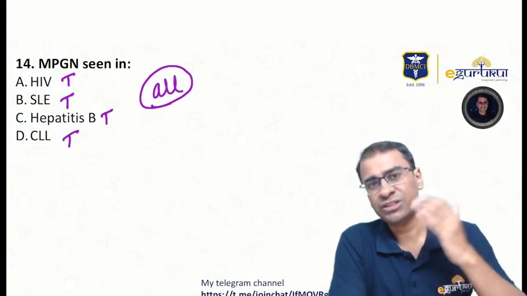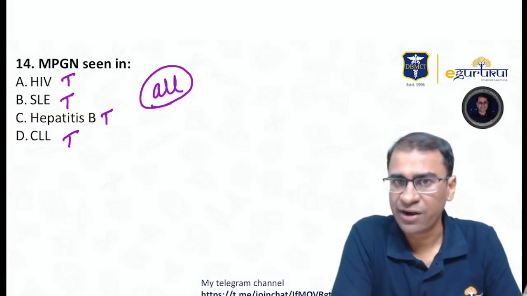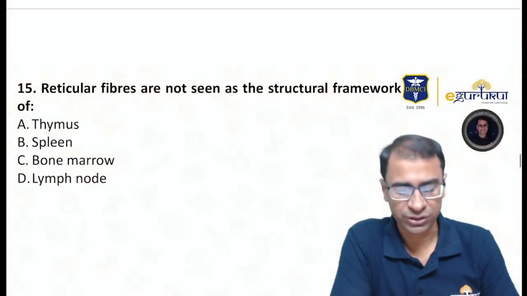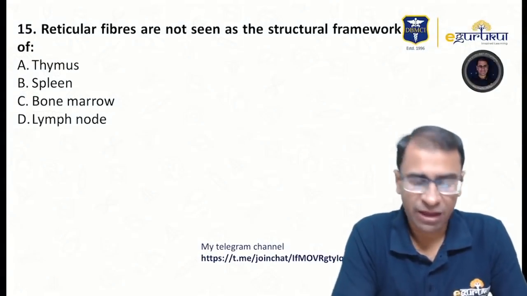Remember the finding of MPGN type 1 and type 2. The type 1 shows tram track appearance. The type 2 shows dense deposit disease. Okay. Reticular fibers. What are these fibers?